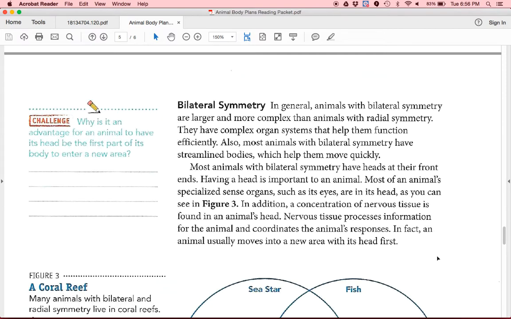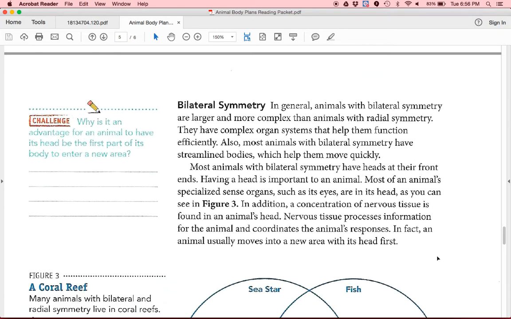In general, animals with bilateral symmetry are larger and more complex than animals with radial symmetry. They have complex organ systems that help them function efficiently. Also, most animals with bilateral symmetry have streamlined bodies, which help them move quickly. Most animals with bilateral symmetry have heads at their front ends. Having a head is important to an animal.